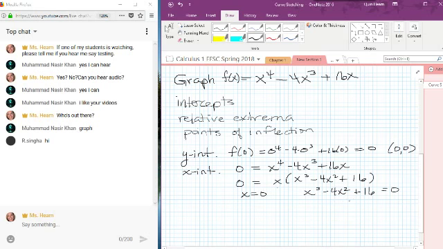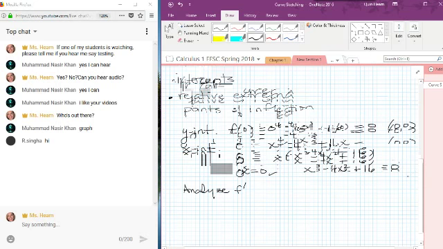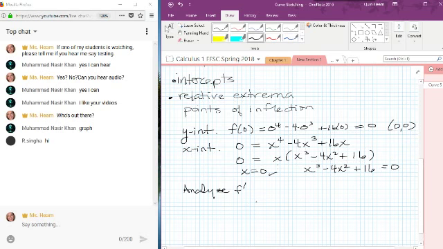If it's not efficient and effective, then just go on to other tools. Okay, so we know one of the x-intercepts. All right, let's see what else is happening here.